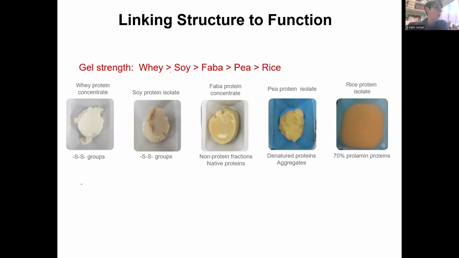Then we go from whey being strongest to soy, to fava bean, to pea protein, which is almost more like a paste than a gel. And rice protein does not form a gel, even at above 20% protein. So, yeah.